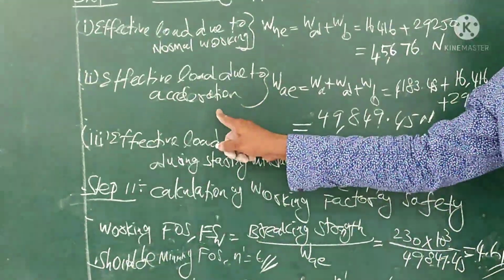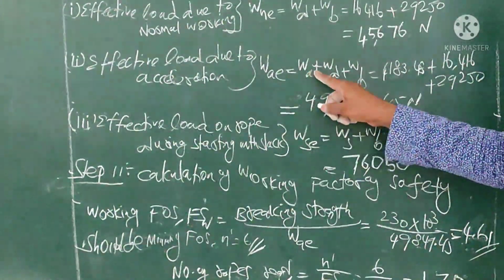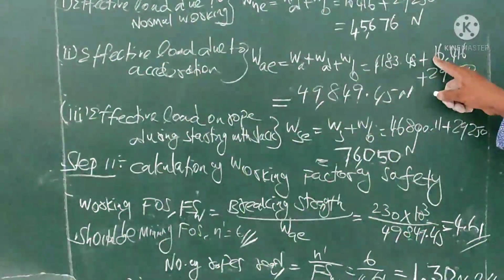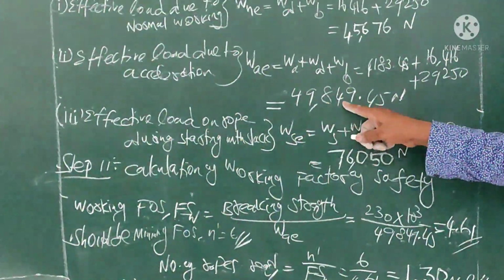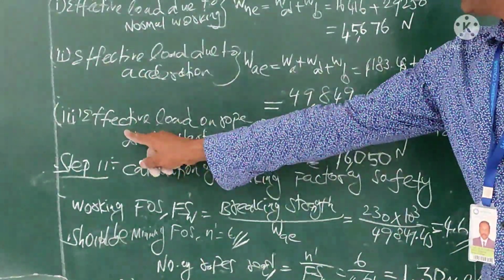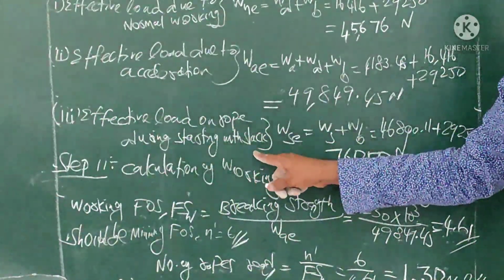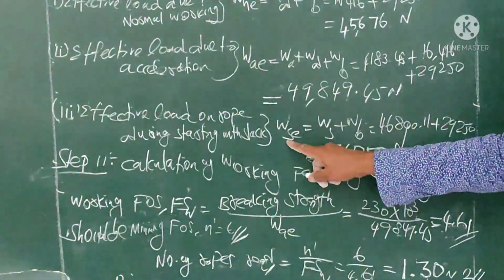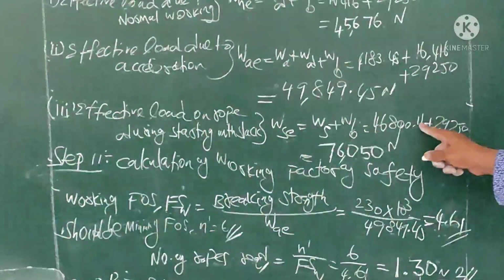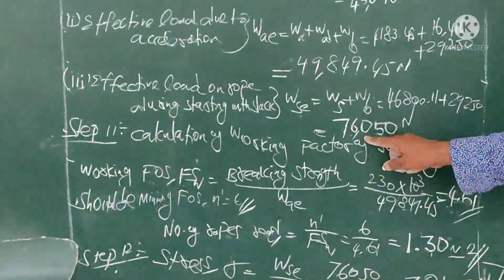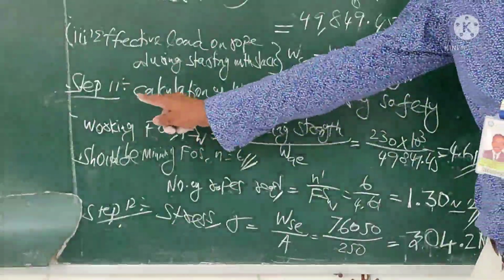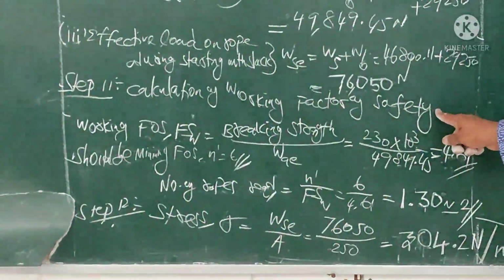Effective load due to acceleration, WAE is equal to WA plus WD plus WB. You add these three values, we can get 49,849.45 Newton. Third effective load is effective load on rope during starting with slack. WSE equal to WS plus WB. We can add this value, we get 76,050 Newton.